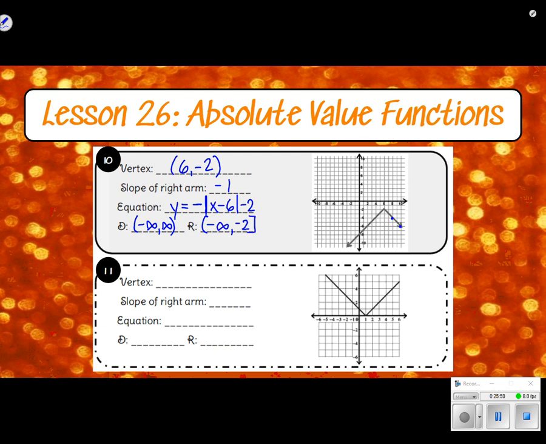All right, let's look at number 11. So we've got a vertex at 1 comma 0. The slope of the right arm looks like it's 1. So we've got y equals, you could put a 1 in front. I'm not going to this time. I'm going to have x minus 1. If you have a 1 in front, though, it's not wrong. And you could put a plus 0 at the end. I'm not going to. It's not necessary, but it's not wrong if you have it. It's like a simplified kind of thing, but I'm not going to push that too much. Negative infinity to positive infinity is the domain, and then from 0 to positive infinity is our range.